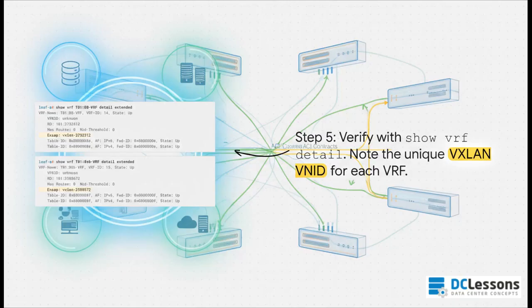Now, after you've pushed the config from the APIC, it's time to jump onto a leaf switch and verify. And your best friend for this is the command show vrf detail extended. What we're looking for is confirmation that our VRFs, the DB VRF and the web VRF, actually exist on the switch. And you can even see that each one has been assigned its own unique VNID or VXLAN network identifier. That's how ACI keeps the traffic for each VRF totally separate on the back end.